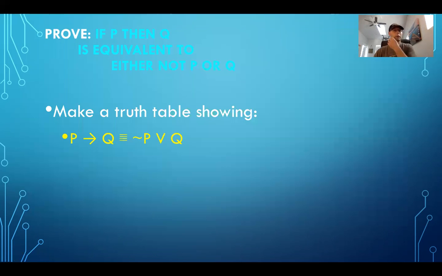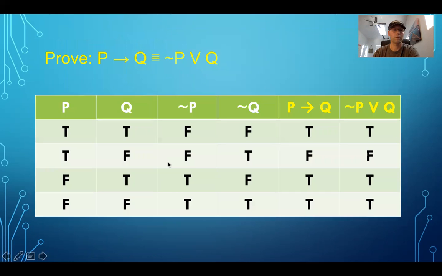But let's prove it. So let's make a truth table showing that if P then Q is exactly the same meaning as not P or Q. So I've got P's, I've got Q's, I've got not P's, I've got not Q's, and I just filled in all the different possible things that they could be. True, true, true, false, false, true, false, false. And then all these are just the negations. They're the opposites of their counterpart. But what I really care about is looking at P implies Q against not P or Q.